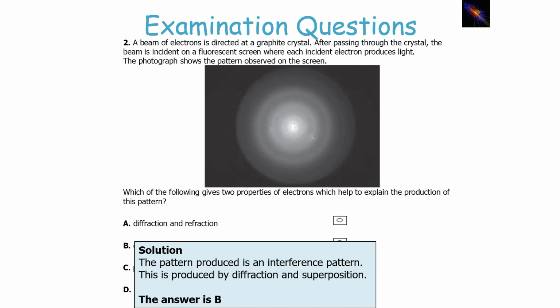So the pattern produced is an interference pattern. Now we get interference patterns when you get diffraction and then superposition of the waves that have been diffracted. So therefore our answer is B, and in this case the electron is acting like a wave.